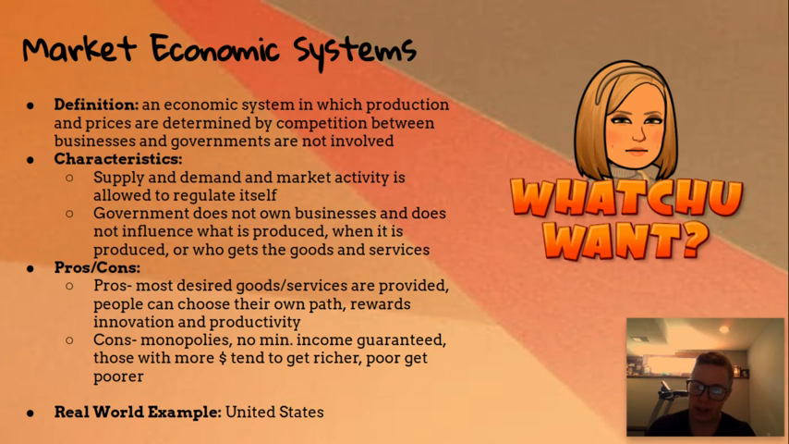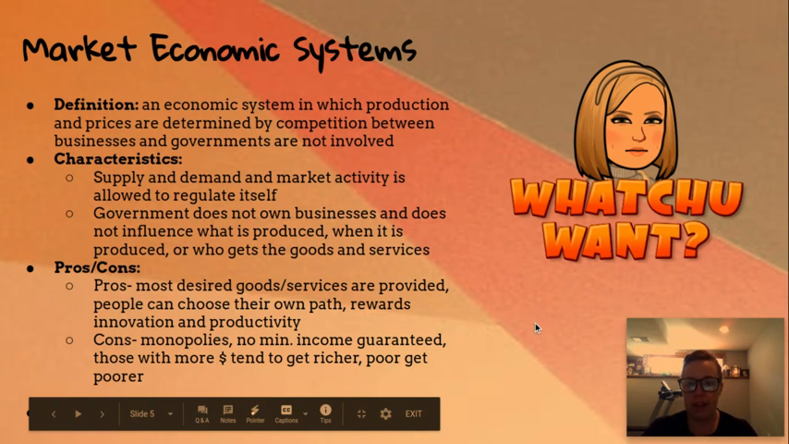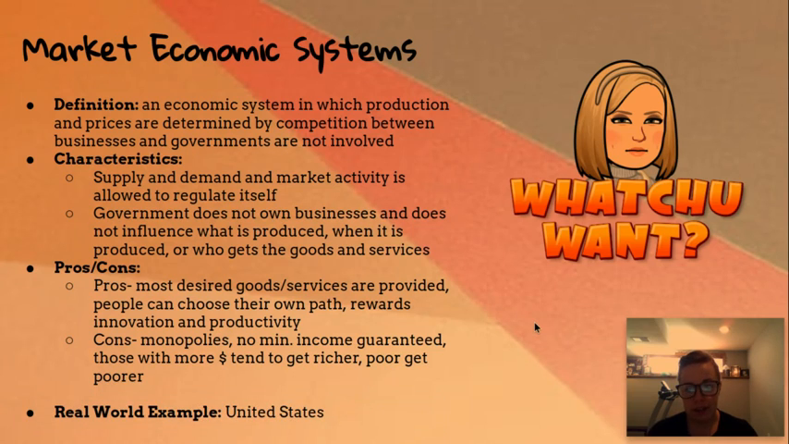Obviously, the United States is a good example of this. There is some government involvement. There has to be some government involvement somewhere to make sure that companies don't do illegal, bad things that are horrible to people. But for the most part, our country tries to stay out of the economy.